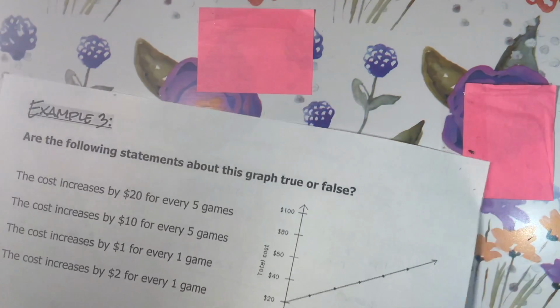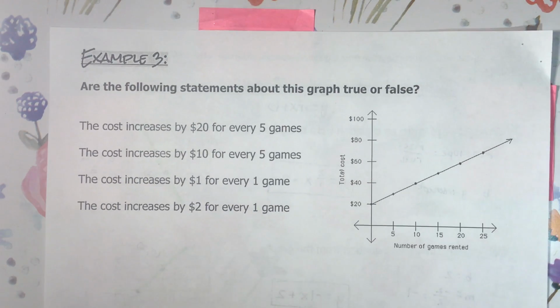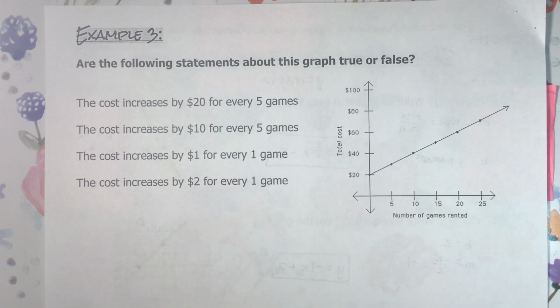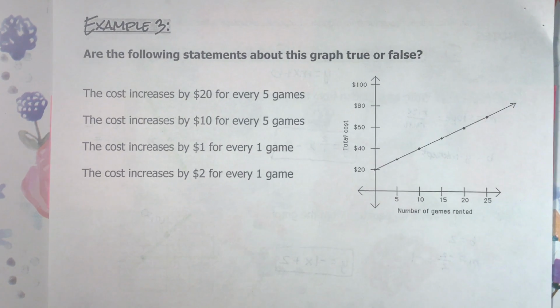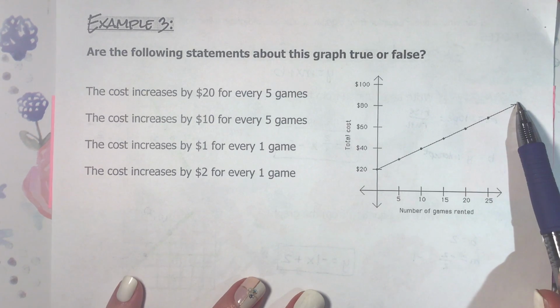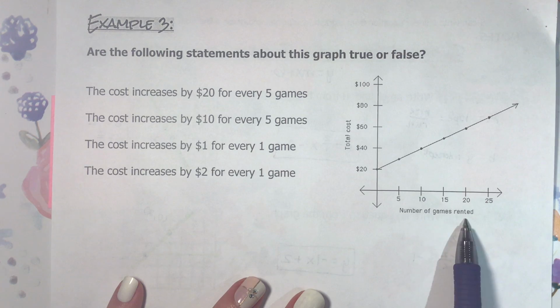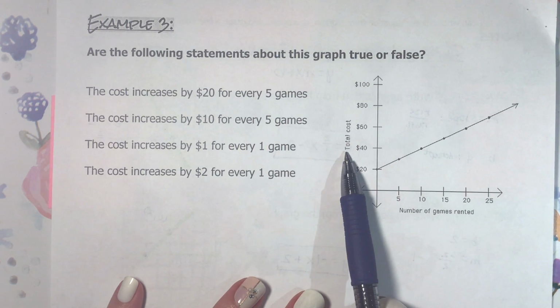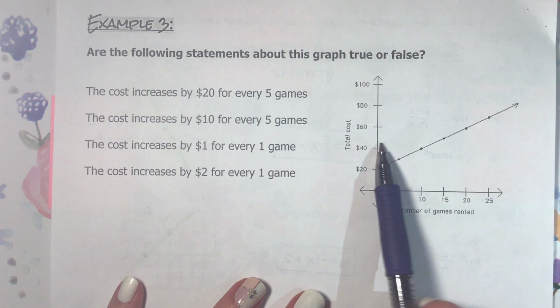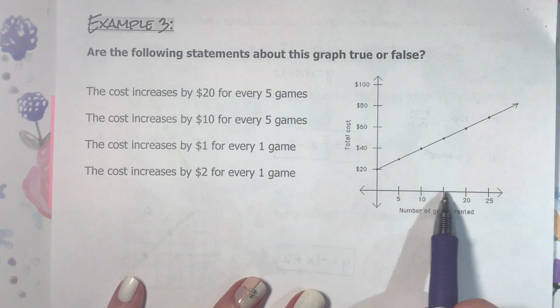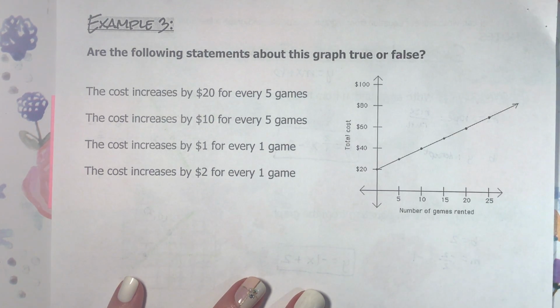Okay, let's flip this paper over and continue working. We have one last example and then we are done. Okay, so it says, are the following statements about this graph true or false? So let's just identify some things that we know about this graph. We know that it has a positive slope. And we know that it's representing something about games being rented and the total cost. So apparently, the more games you rent, the more the price is going to go up, which does make sense. So we're going to need to use these number values to figure out rates of change and things like that.